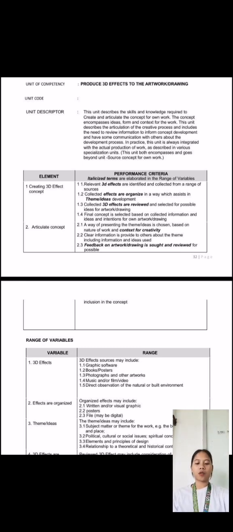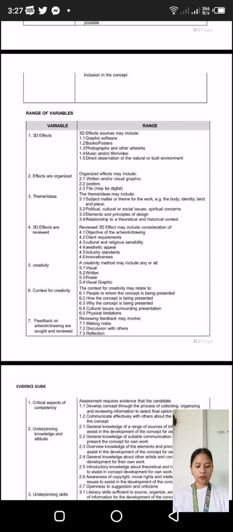Range variables is 1. 3D effects. 2. Effects are organized. 3. Theme or ideas. 4. 3D effects are reviewed. 5. Creativity. 6. Context for creativity. 7. Feedback on artwork or drawing are sought and reviewed.